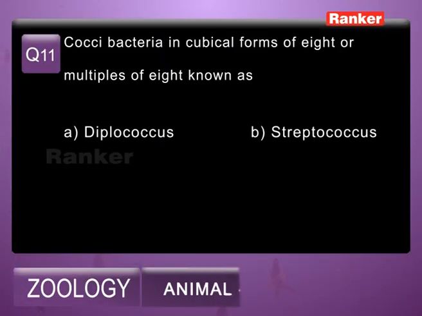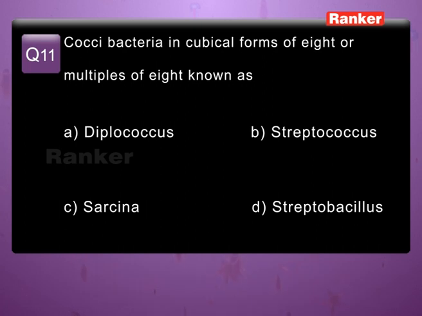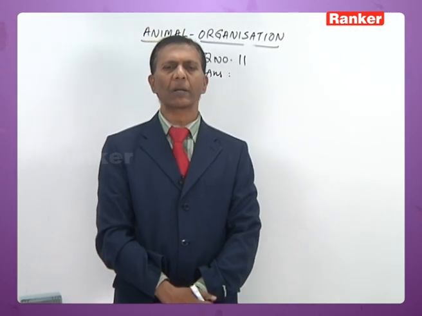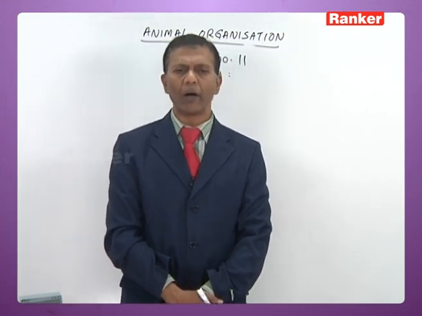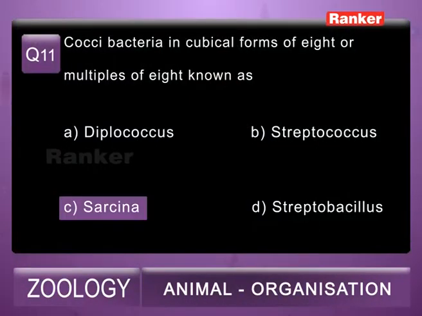Now question number 11, cocci bacteria in cubical form of 8 or multiple of 8 are known as A, Diplococcus, B, Streptococcus, C, Sarcina, D, Streptobacillus. The cocci bacteria, that is spherical bacteria, are known as cocci. When they are arranged in cubical form of 8 or multiples of 8, they are known as Sarcina. So 11th question correct answer is C.